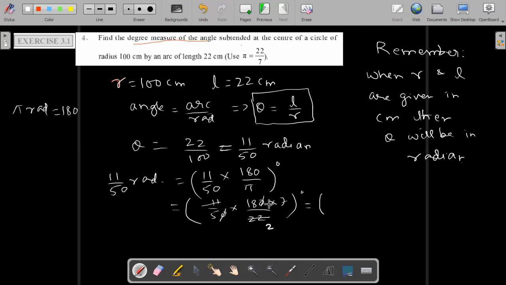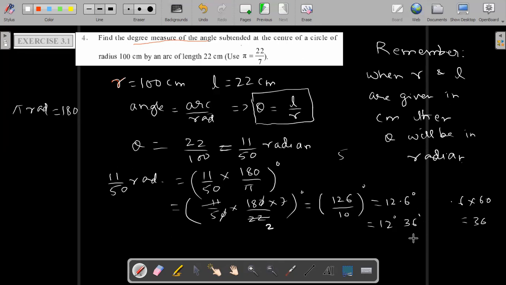So 18 into 7, 7 eights are 56, 5, 7 ones are 7, 126 divided by 10. So 12.6 degrees. The answer is 12.6 degrees, and 0.6 into 60, you get 36. So you can write 12 degrees and 36 minutes. We should write in degrees and minutes. Answer should be written in degrees and minutes.